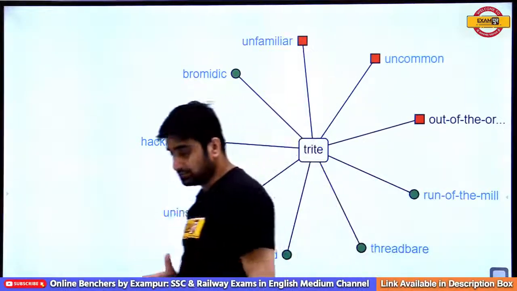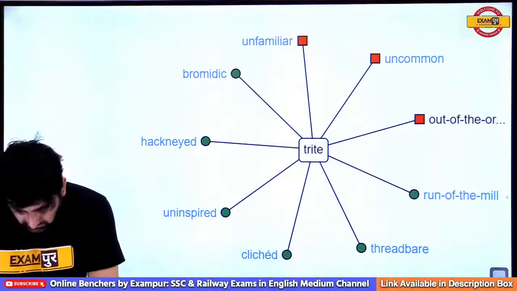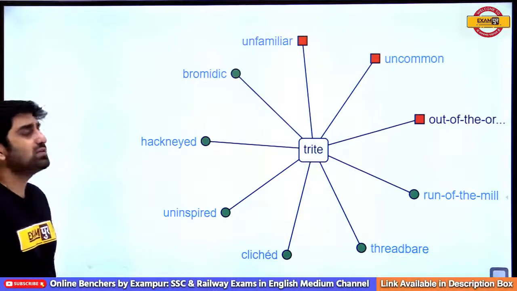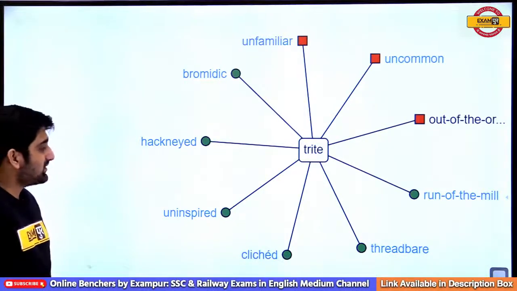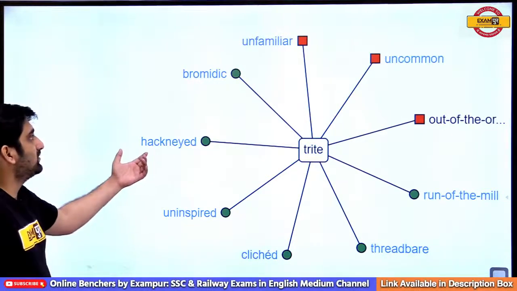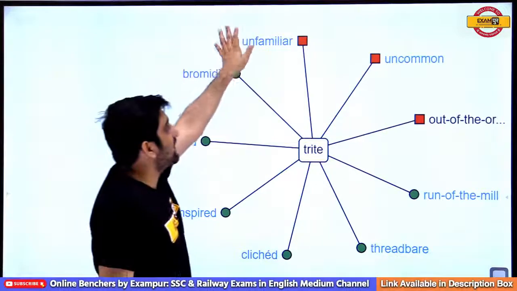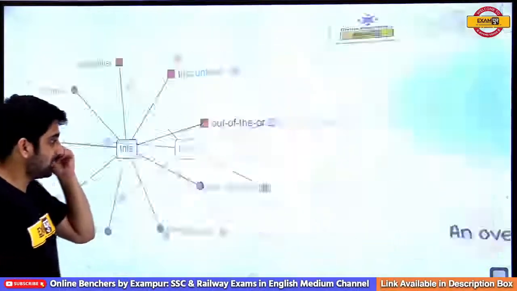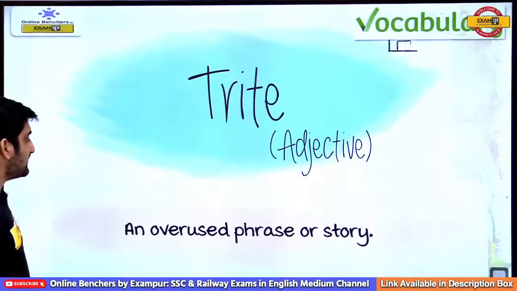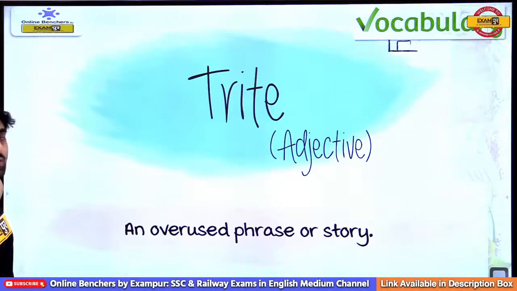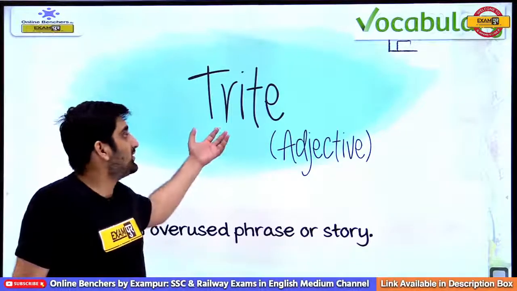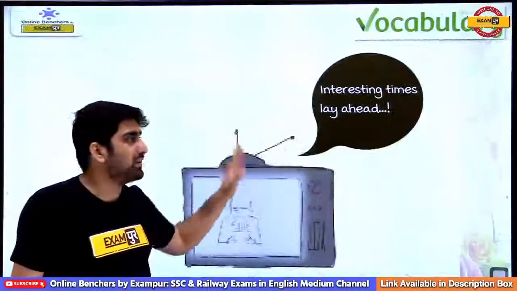Next is trite. Trite basically means familiar. Trite basically means very common. Trite means threadbare, means uninspired, means hackneyed. Okay, an antonym will be unfamiliar, uncommon, and out of the order. Trite is an adjective which means an overused phrase or story. Means if you find nothing new in anything, you call it trite. It is a very general thing.